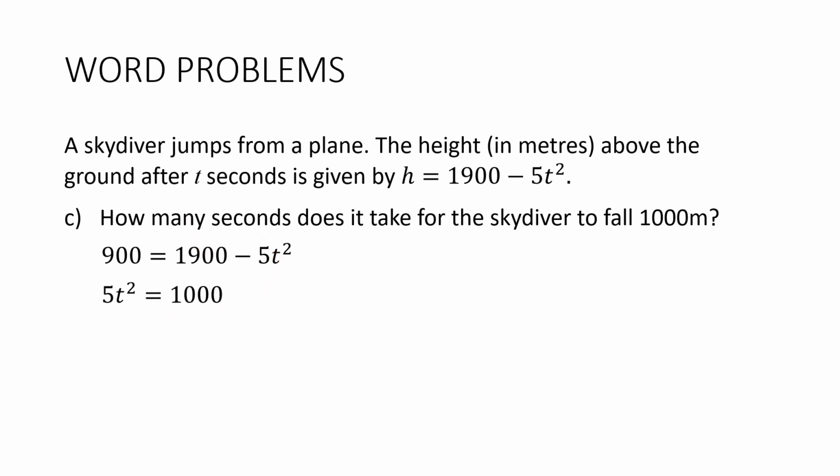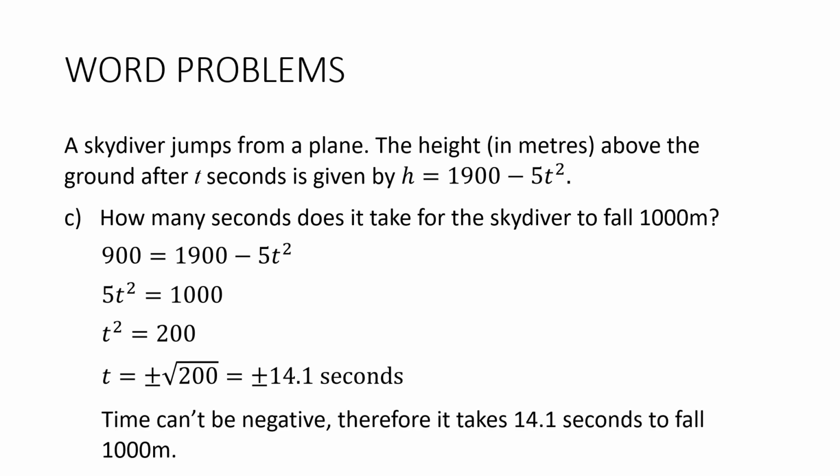5t squared is equal to 1,000. Divide both sides by 5, do the square root, and again let's disregard the negative. It takes 14.1 seconds for the skydiver to fall 1,000 meters.